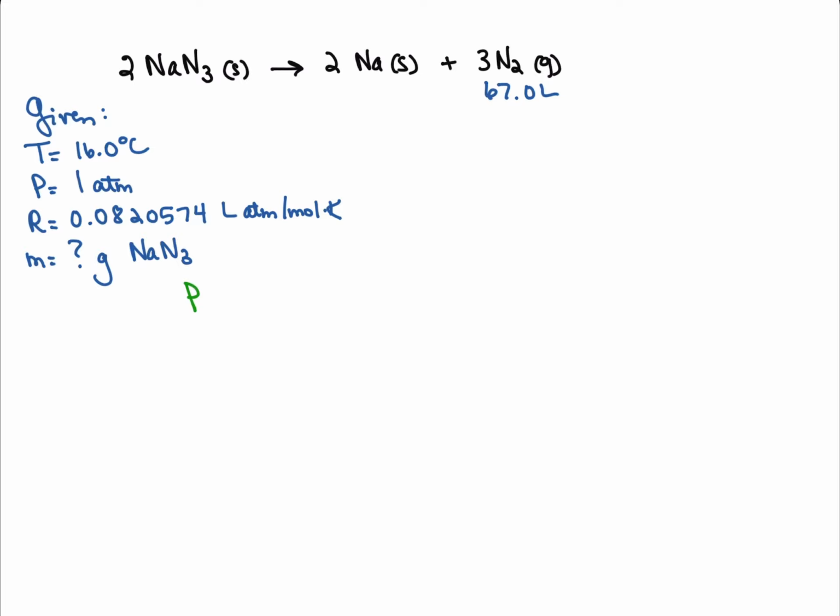We have the ideal gas law, PV equals nRT. So let's make sure all of our units are correct. Our temperature is in Celsius, so we're going to go ahead and convert that to Kelvin by adding 273.15. And now our temperature is in the correct units. Okay, so I have my P, I have my V for N2, I can solve for my n, the moles of N2. I have my gas constant and I have my temperature. So let's go ahead and plug in these numbers.